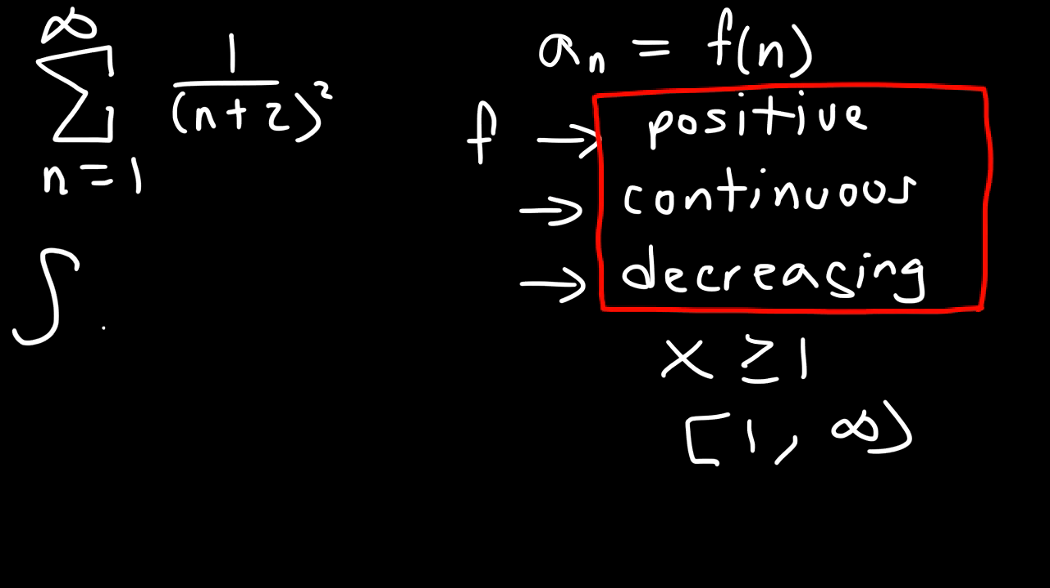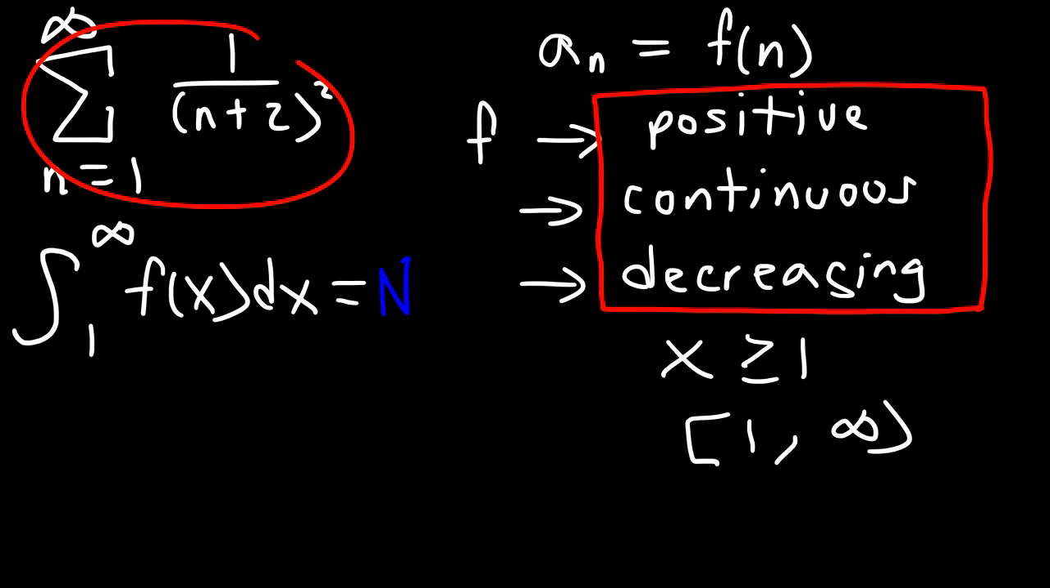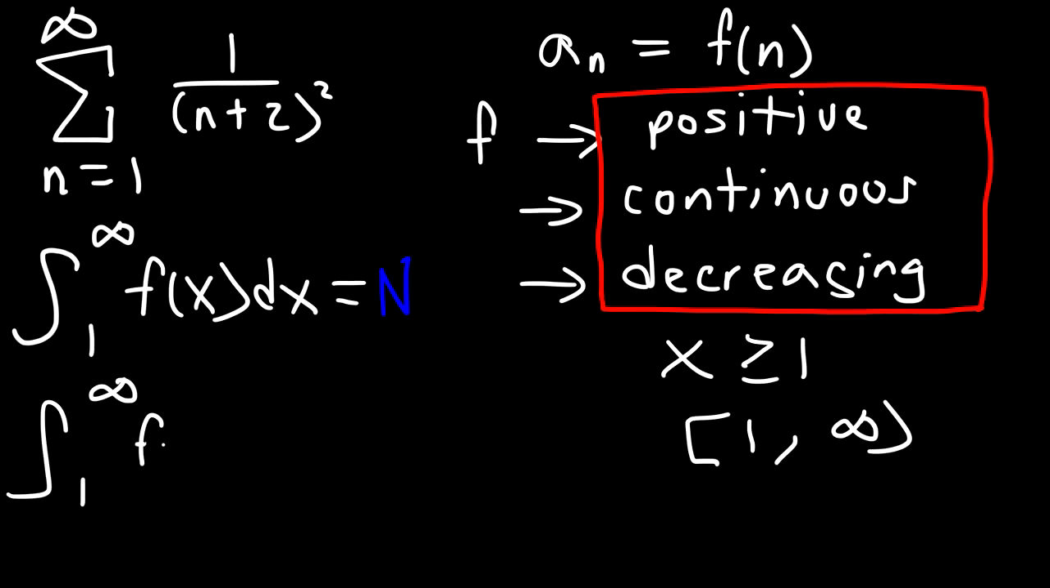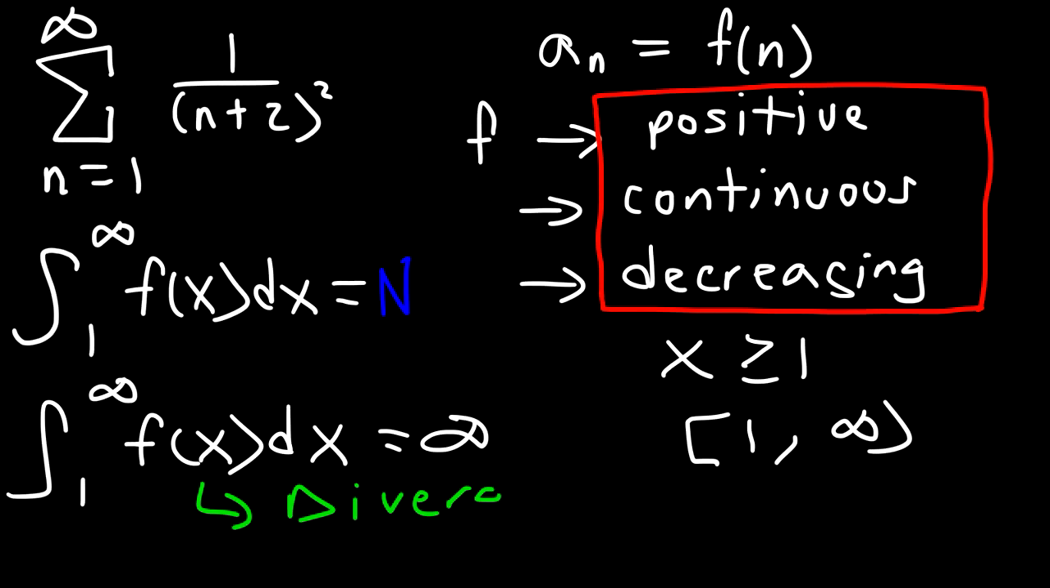So here's the basic idea behind the integral test. If you take the integral from 1 to infinity of f of x dx, and let's say you get a finite number, which we'll call n, then the integral converges, which means that the series will also be convergent. Now, if you don't get a finite number, let's say you get infinity or negative infinity, then the integral diverges. And if the integral diverges, according to the integral test, the series must also diverge. That's the basic idea behind the integral test.